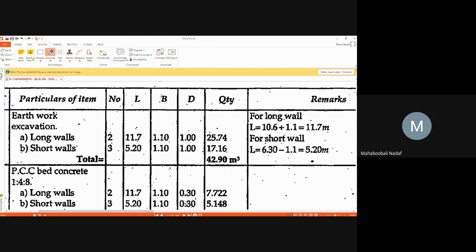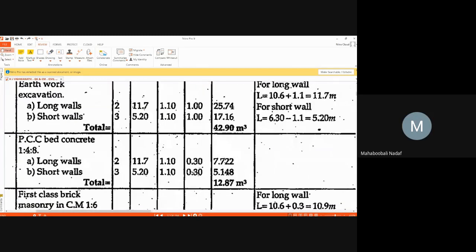Is that step clear for earthwork excavation? Yes, sir. Anyone has any doubts? Please ask. No, sir. Okay. Next item, PCC bed. The length will not change. Earthwork and PCC bed length will not change. So long wall and short wall lengths are same. Widths are also same. Only the change: what is the PCC depth?